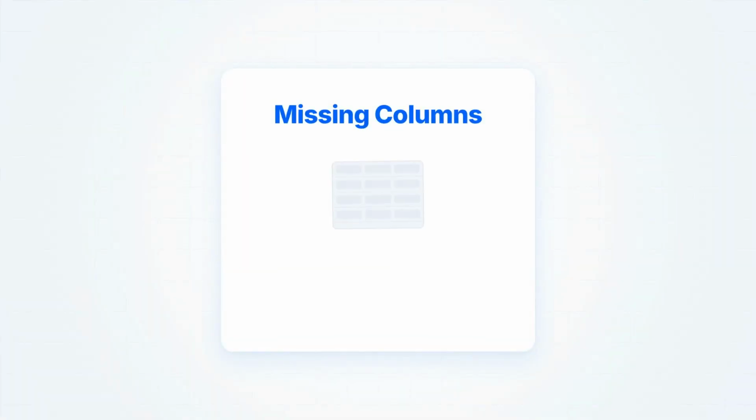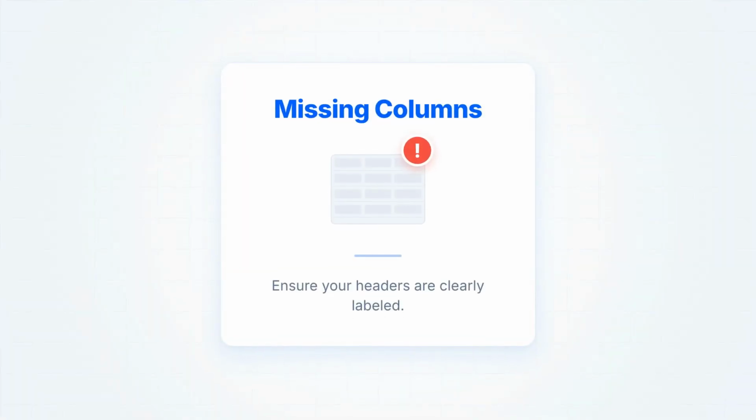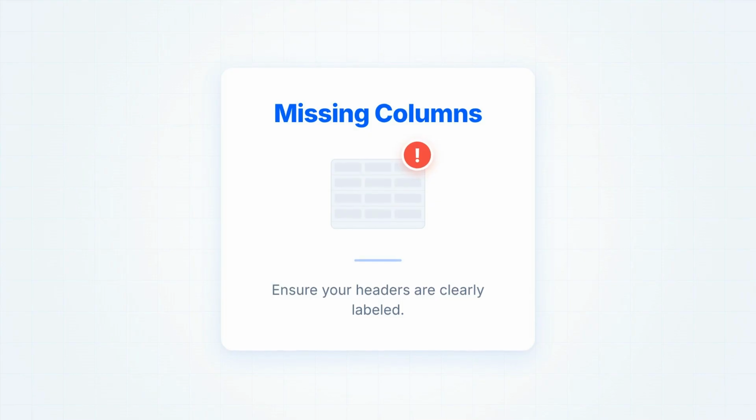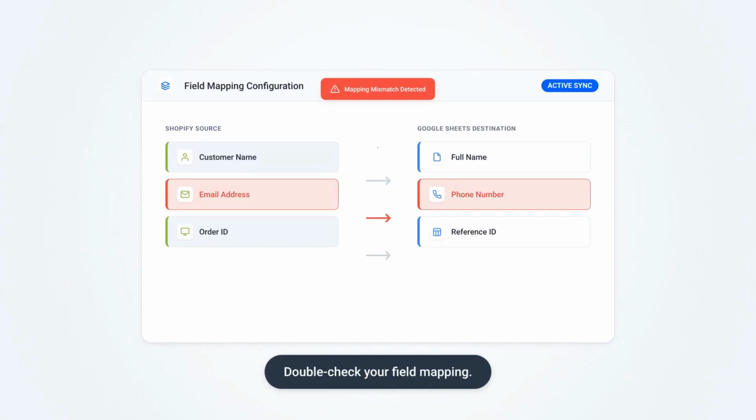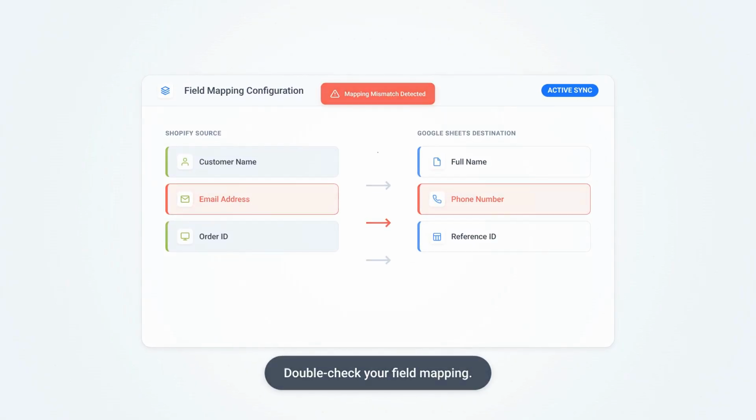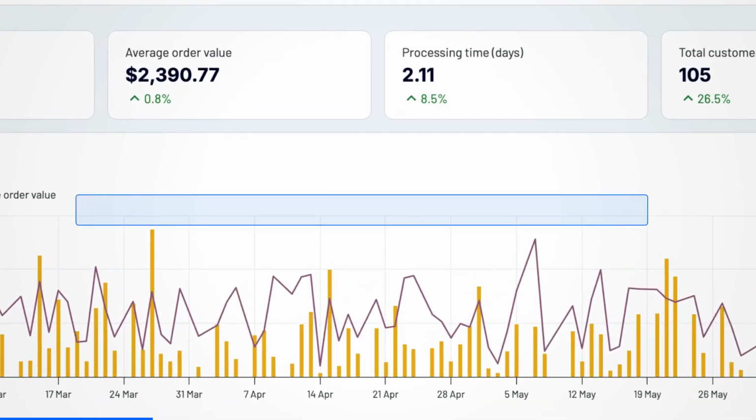A common mistake is missing headers. Make sure your Google Sheet has clear labels in the first row so Zapier knows where to place the data. Also, double-check your mapping. It's easy to accidentally swap fields, like putting a phone number where the email address should be. And that's it. Your automation is now live.